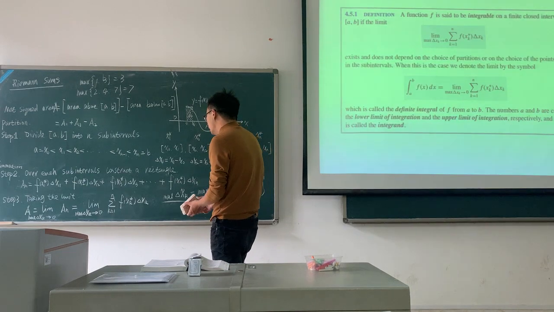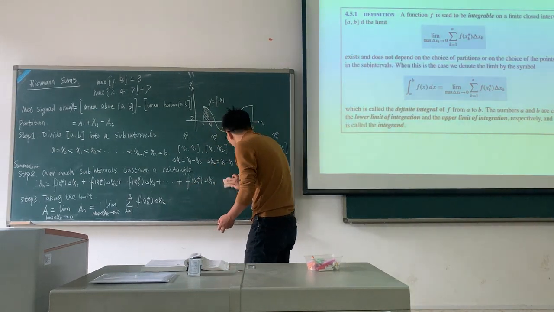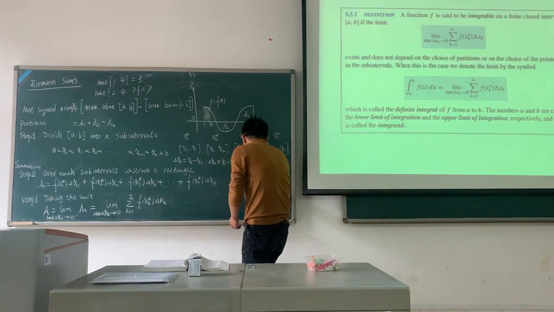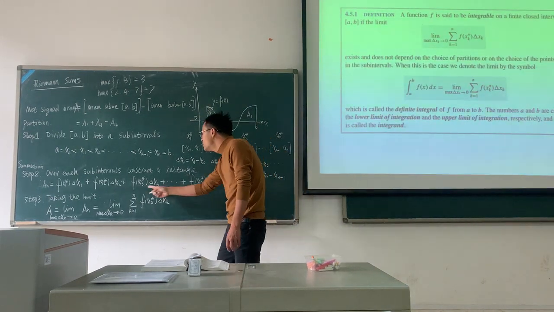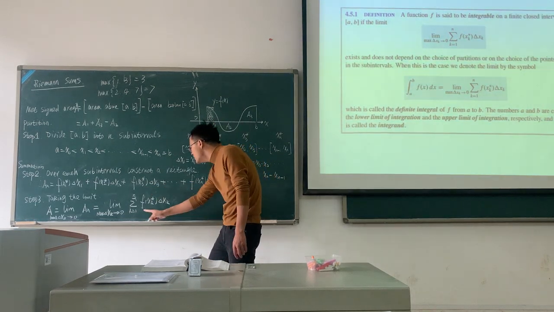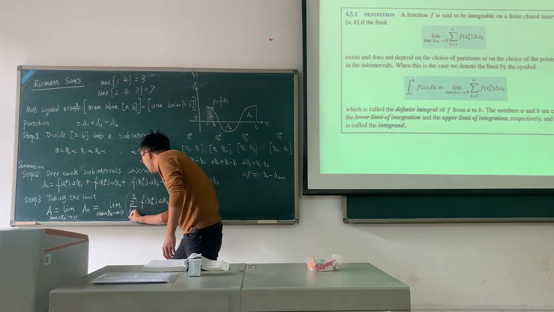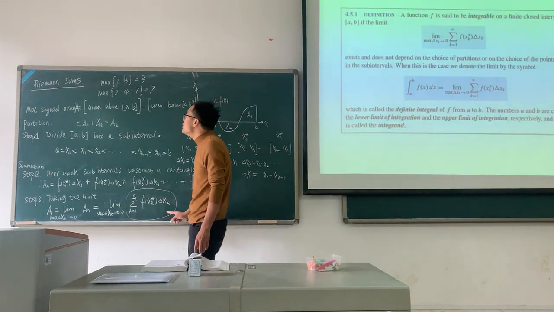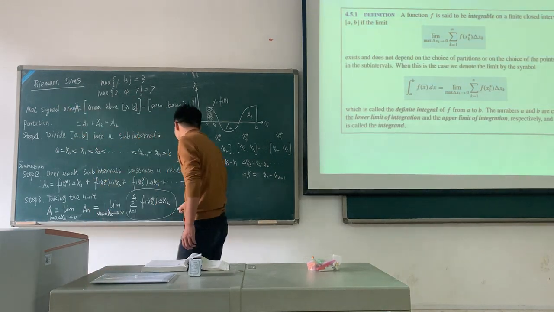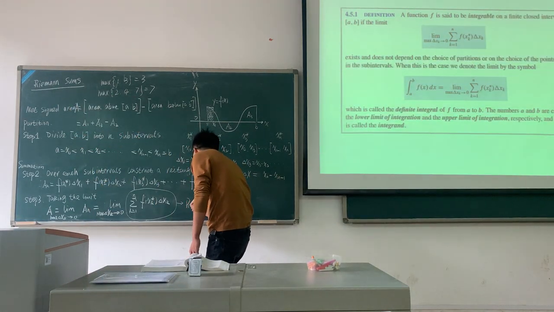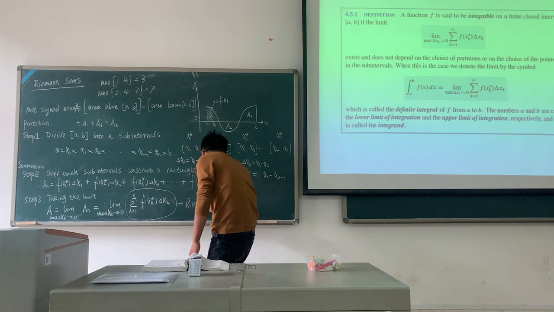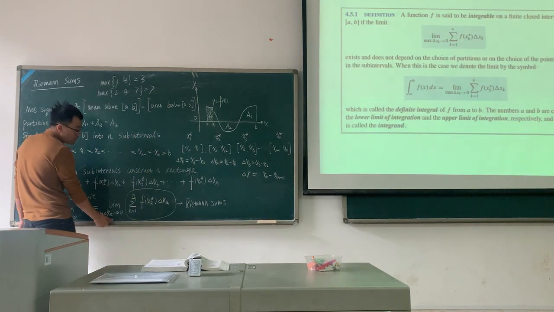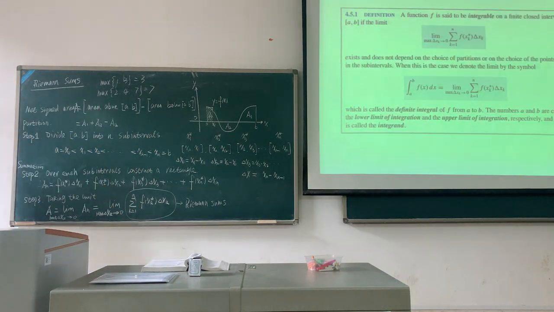So here, this summation, we give it a name. The name is the Riemann sums. So we just take the limit of the Riemann sums.